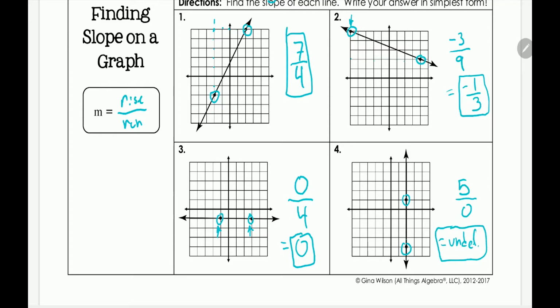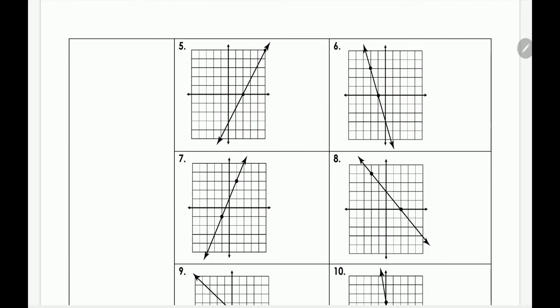Okay? If we move on to the second page, I want you to do 5 through 16 by yourself. It's the same exact process. You have 2 points on the graph. Make sure to reduce your fractions to the simplest form. And remember that if you have to go up, it's positive. Down, it's negative. If you have to go left, it's negative. If you go right, it's positive.